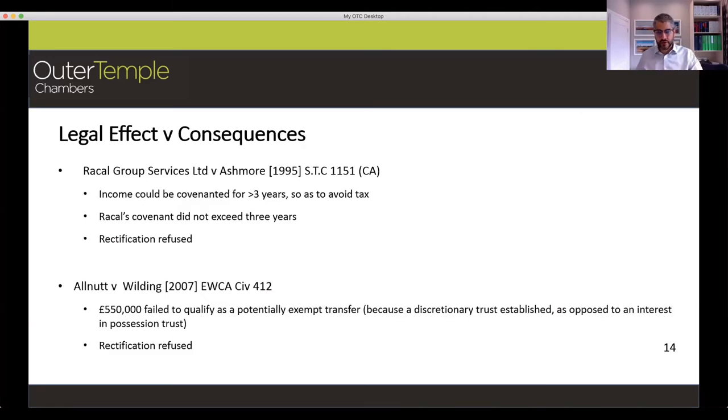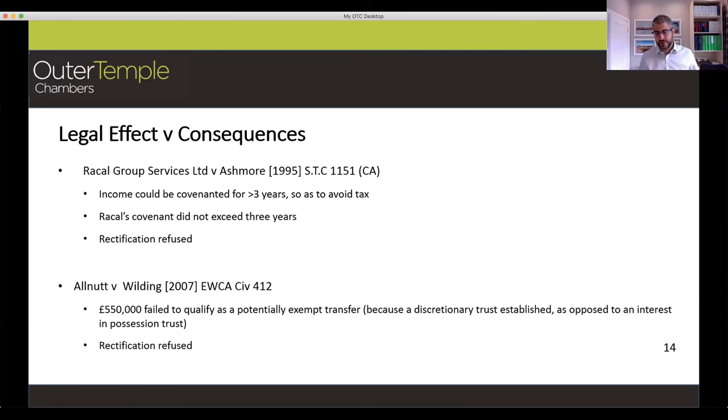Right, the second overarching issue I was going to cover was this issue of legal effect against consequences, which we see there on the next slide. It's a roadblock or a pitfall, I think we've called it in the title, which is often put in issue in pension rectification cases. It's the assertion that the mistake which has been made is a mistake as to the consequences of the action and not a mistake as to the legal effects of the action.